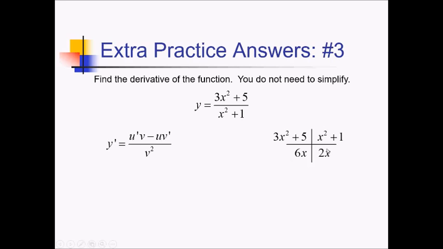Multiplying that out with the ribbon, we've got 6x times x squared plus 1. That's the u prime v part of this. And then going the other way with the ribbon, we've got parentheses 3x squared plus 5 times 2x. And again, we're subtracting all that. And then finally, we're going to divide by the v squared, so x squared plus 1, that whole thing squared.